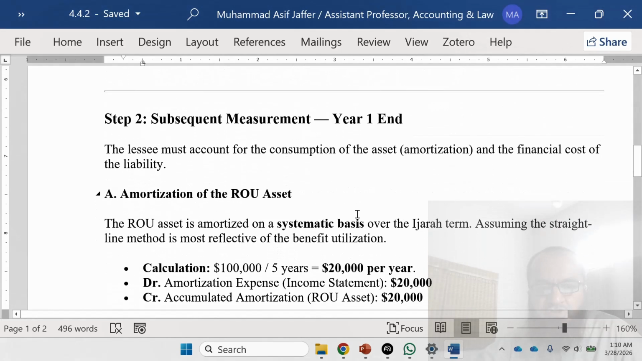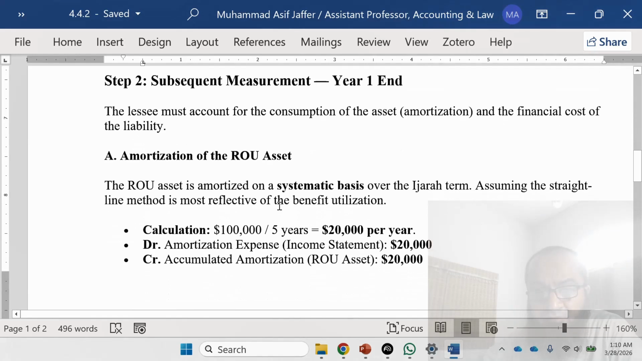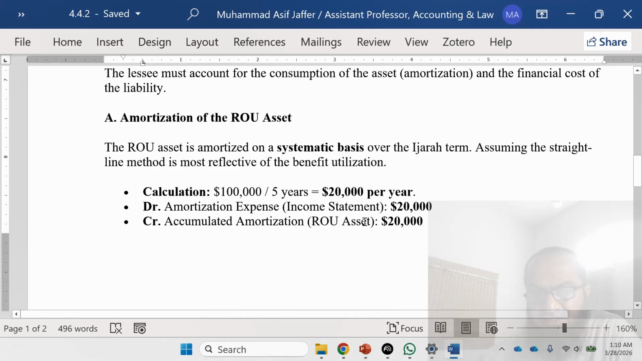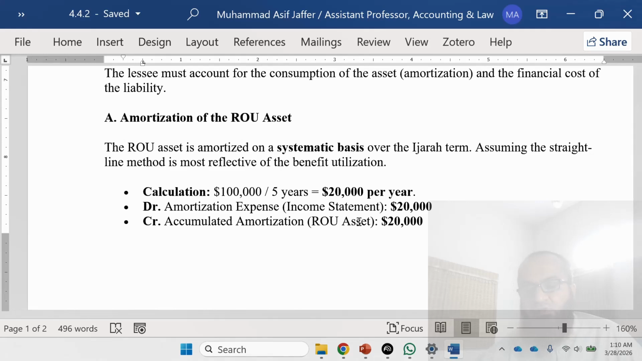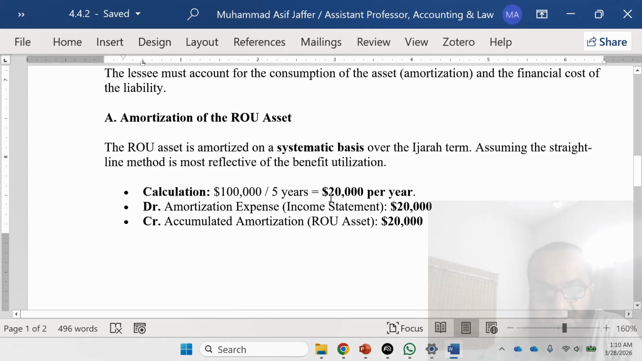So subsequent measurement. So now what do we do with the right of use asset? We amortize it. There was a 5-year life, and assuming that the residual value will be zero, the amortization is 100,000 divided by 5, 20,000 per year. So we will record amortization expense, and we will credit the accumulated amortization on ROU asset, which is actually reducing the value of the asset. It's just the contra asset that reduces the value of the asset. So on one hand, we record the reduction in owner's equity by means of an expense, and on the left hand side we reduce the asset by means of a contra asset.